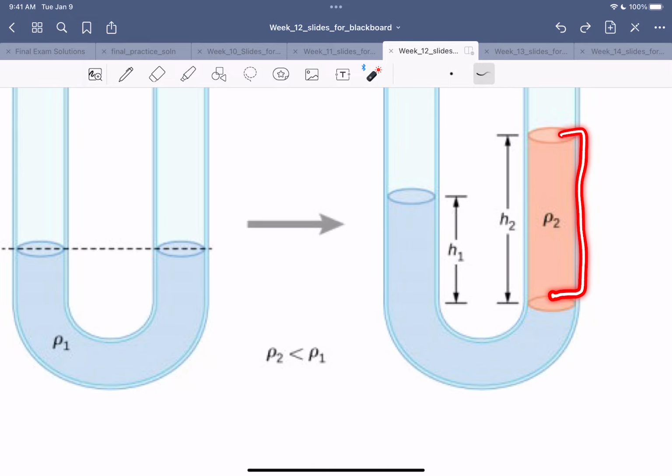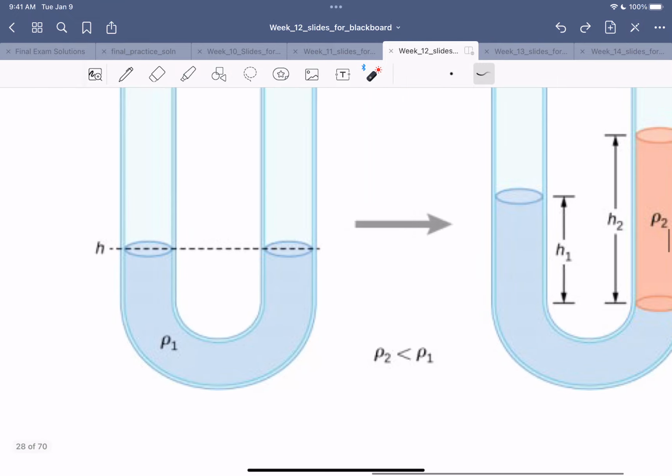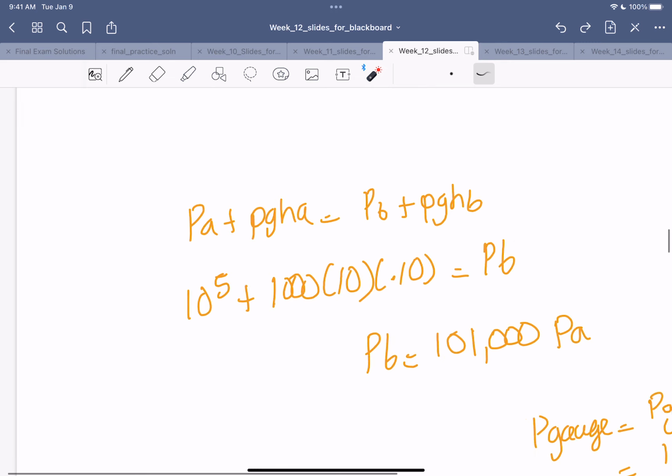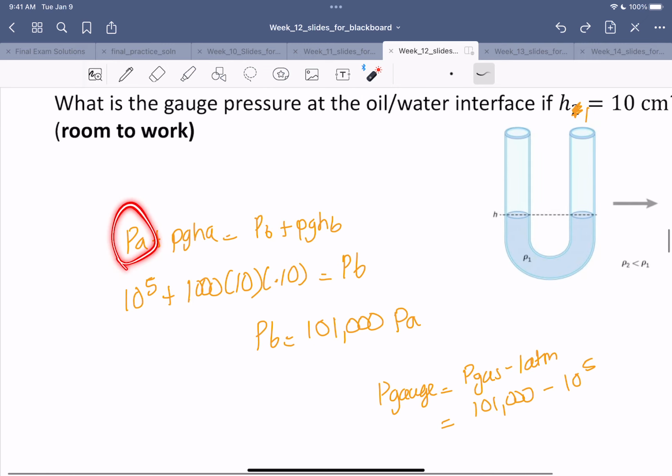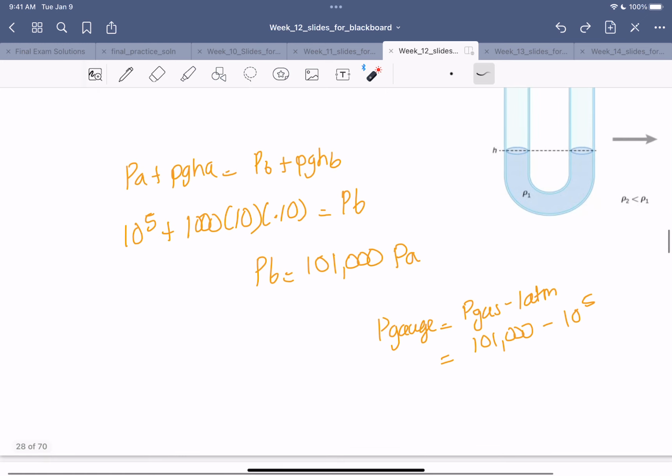The relationship between these two pressures factors in height due to the hydrostatic pressure equation. So I know the pressure at the top is equal to density times gravity times the height is equal to the pressure at the bottom plus density times gravity times the height. So if I know the pressure at the top, and I want to figure out the pressure at the bottom, I can use this equation.